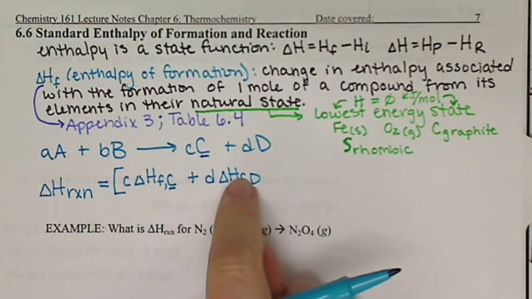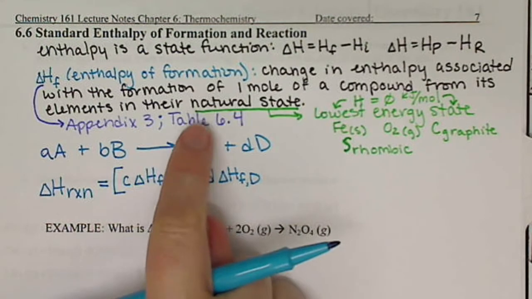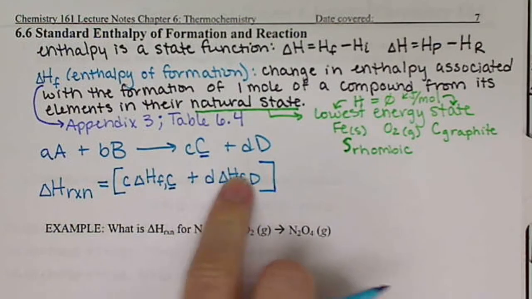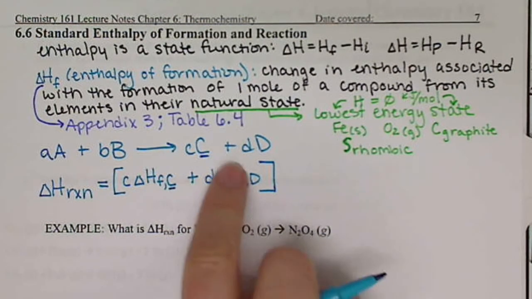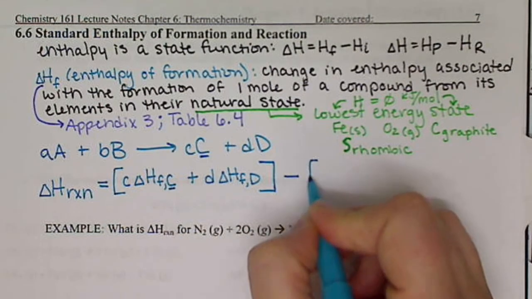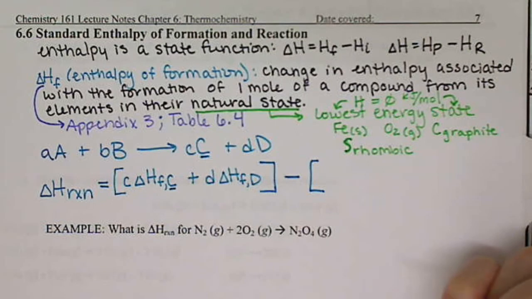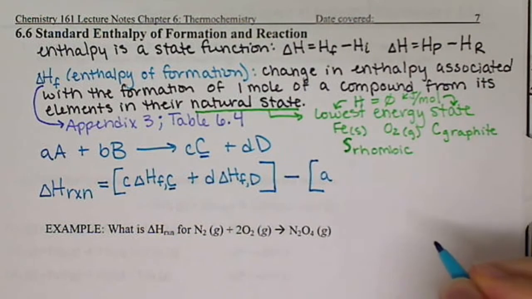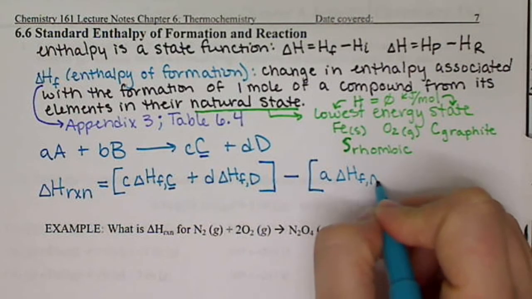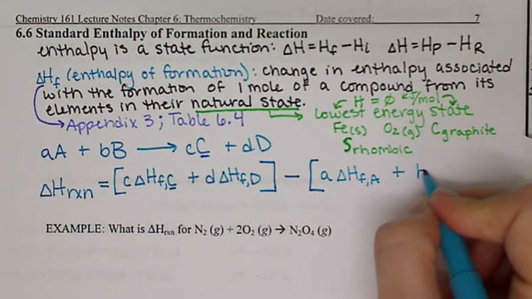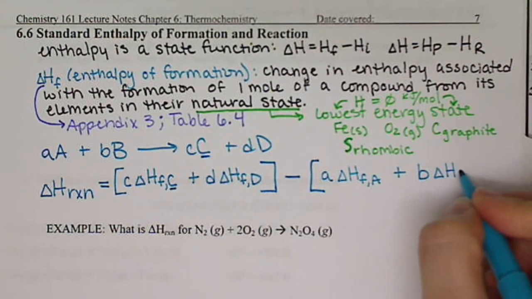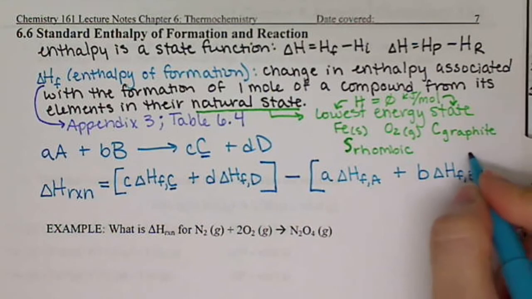Okay, again, these values you would look up in Appendix 3 or potentially Table 6.4. So that's the sum of the change in enthalpies for our products. Now we want to subtract the sum of our enthalpies of our reactants. So we would have our coefficient of A times the delta H of formation of compound A plus our coefficient for B times the change in enthalpy of formation of compound B.